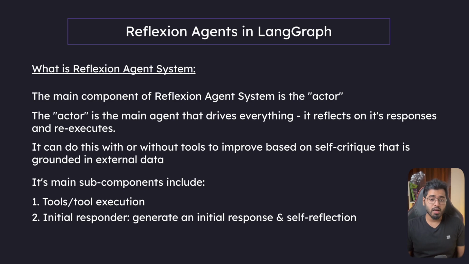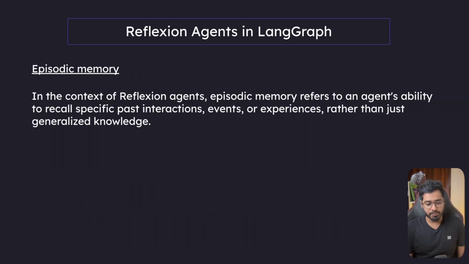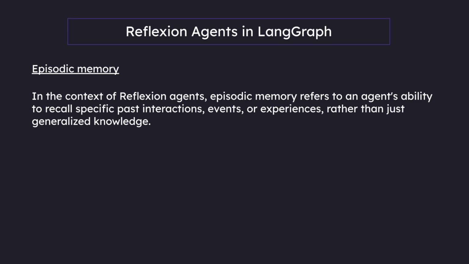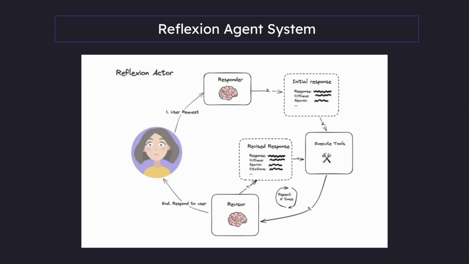Also, reflexion agents are thought to have episodic memory. In the context of reflexion agents, episodic memory refers to an agent's ability to recall specific past interactions, events, or experiences rather than just generalized knowledge. This is crucial for making agents feel more context aware, personalized, and human-like over time.